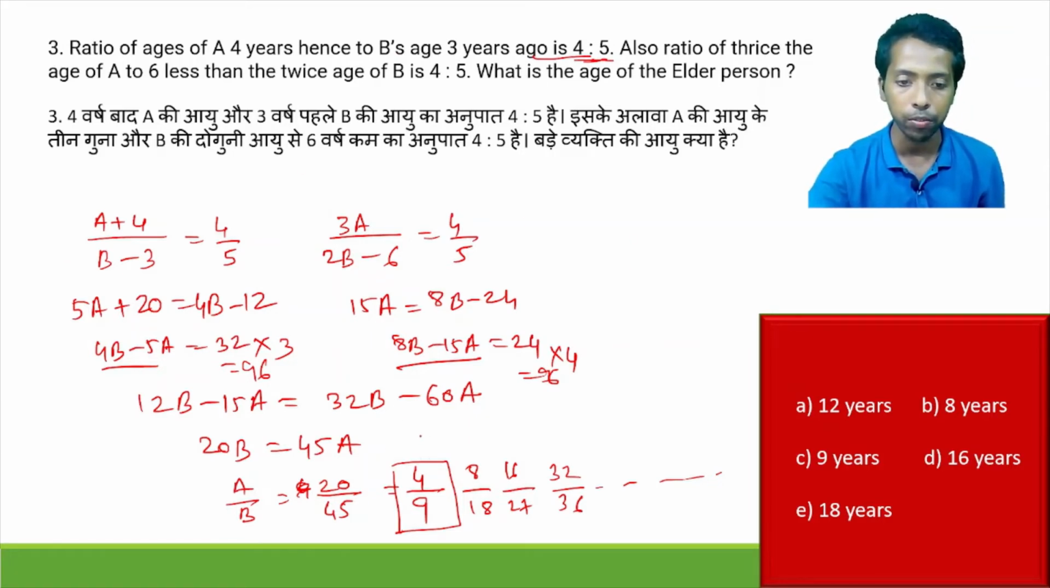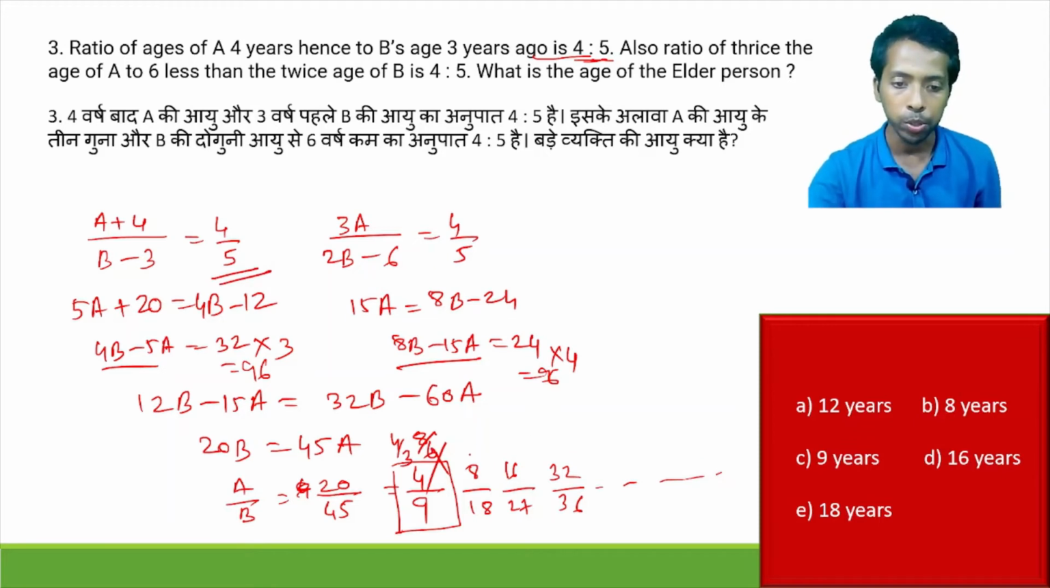If we take this one, that is 4 by 9, that is 4 years hence, that is A's age, and B's age 3 years ago, that is 6. This would give 4 by 3, not satisfying the condition, so this is wrong here. We have to find out 4 by 5, right? Now moving to the next one here.